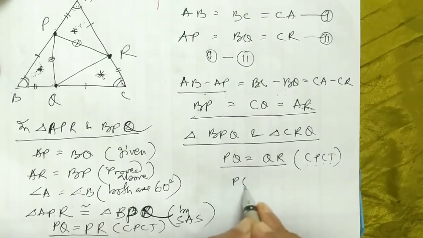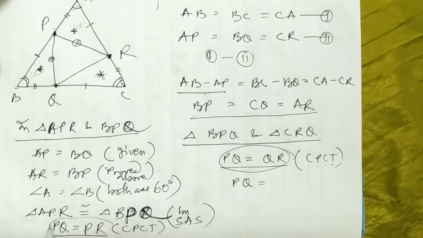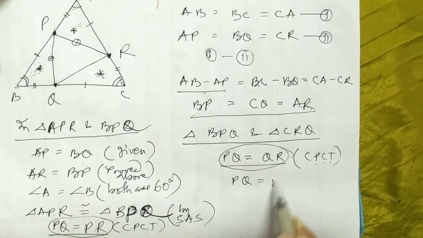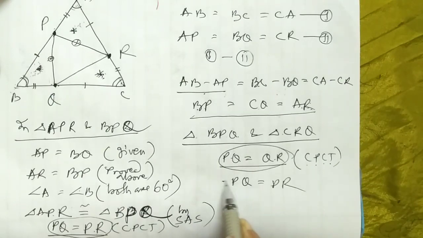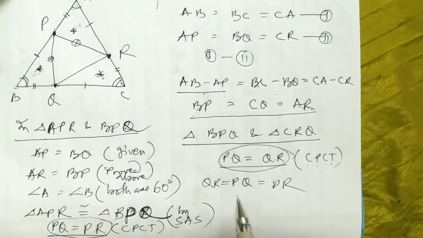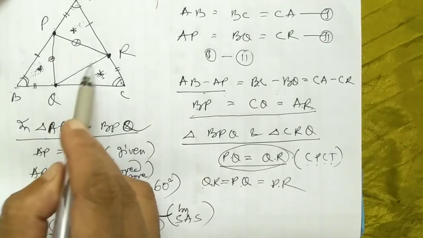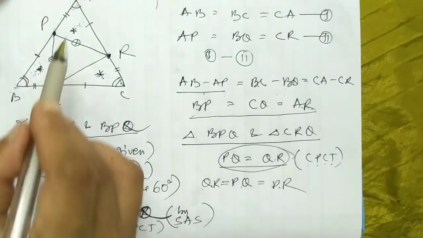That means from these two lines, what are we getting? PQ equal to PR, and PQ equal to QR. So we are getting QR equal to PQ equal to PR. This is QR, this is PQ, this is PR.